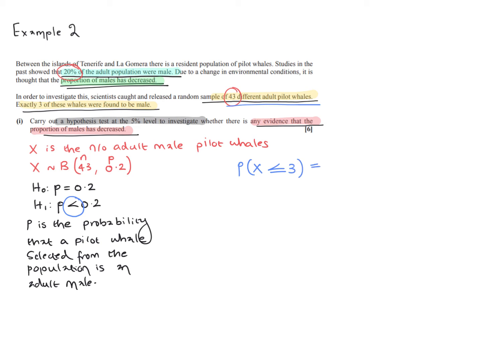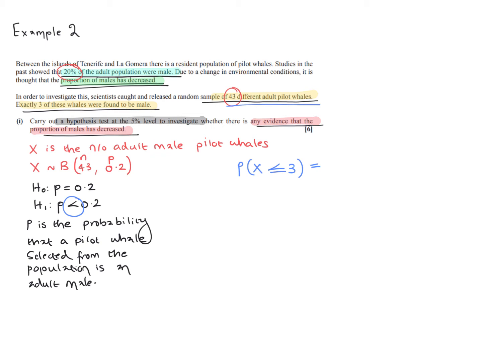So essentially our scenario, which is that 3 of the whales were male, but also the worst case scenario, the more extreme scenarios than that, we have fewer than 3 adult male pilot whales, because remember, we're testing for evidence of a decrease. So we never do an equals to calculation. We would never work out P(X equals 3). We work out the probability that X is less than or equal to 3.